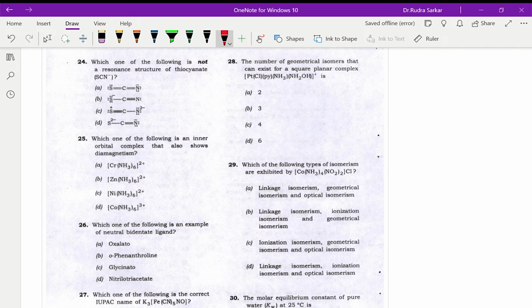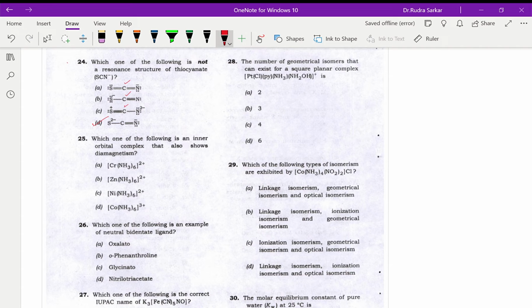For structure 1, we see 4 carbon bonds. Okay, so this is correct. For option B also 4 carbon bonds. For C also 4 carbon bonds. But if you see option D, here we have 3 carbon bonds, and hence our answer is going to be D. This is not the correct resonance structure of thiocyanate. Instead of doing the formal charge calculation, just try to do this in an exam. It will be easier.